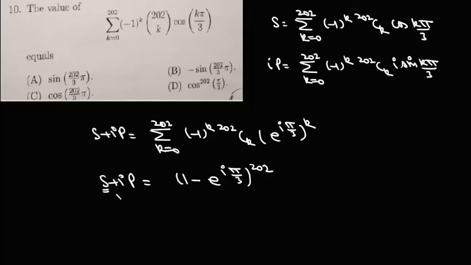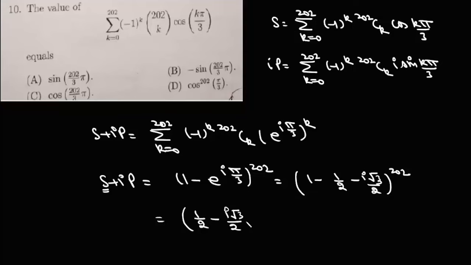Now for our series, we need to find the real part. Now this is 1 minus, and e to the power pi by 3 is cos pi by 3, which is 1 by 2 plus iota sine pi by 3. So there will be minus iota root 3 by 2 to the power 202. So we can write this as 1 by 2 minus iota root 3 by 2 to the power 202. Now we'll write this number 1 by 2 minus iota root 3 by 2 in polar form.